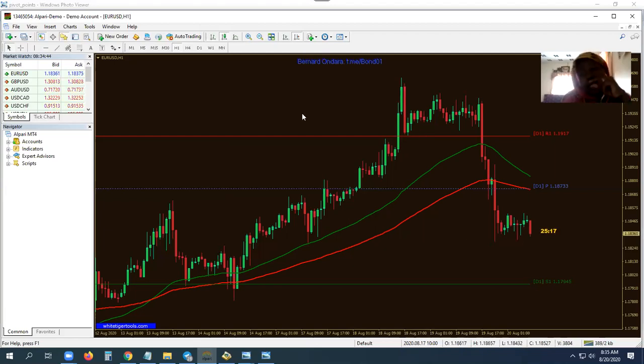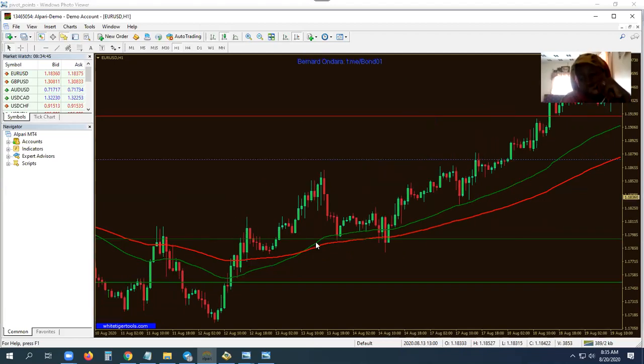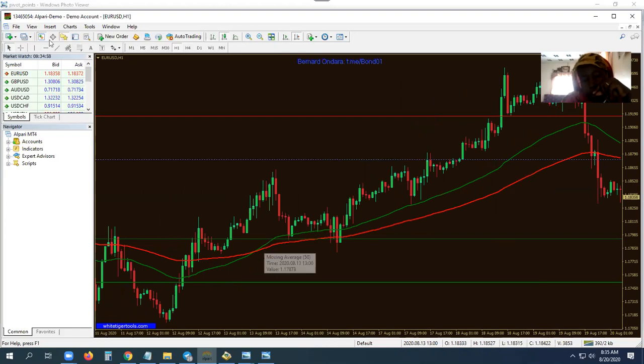So even if you were to look at this chart right from here, when the green line crossed above the red, remember, 50 above 100 is an uptrend. 50 below 100 is a downtrend. All right. So already from this crossover here, from this level, the market is in an uptrend.